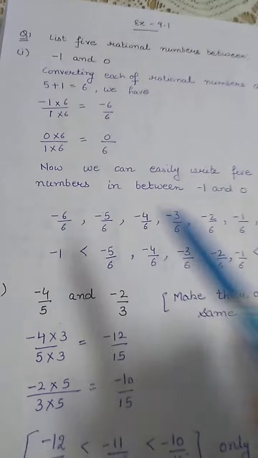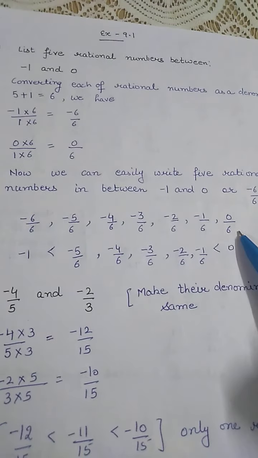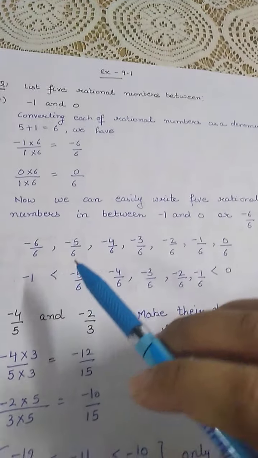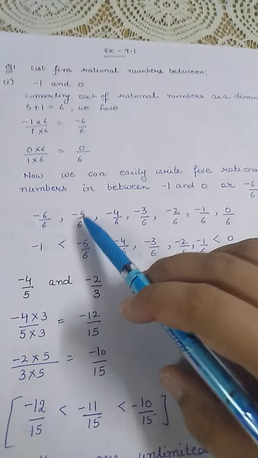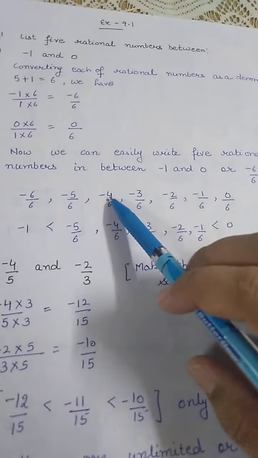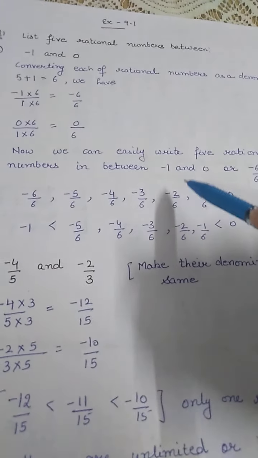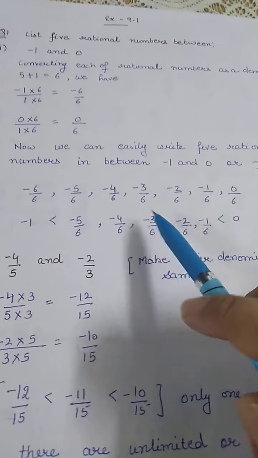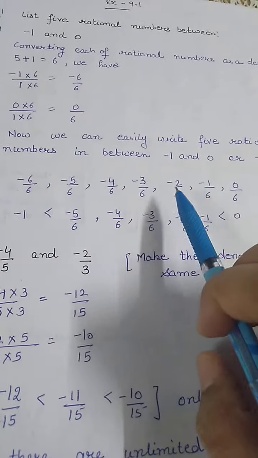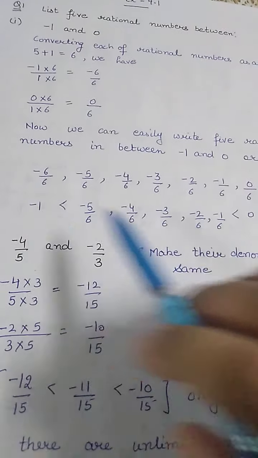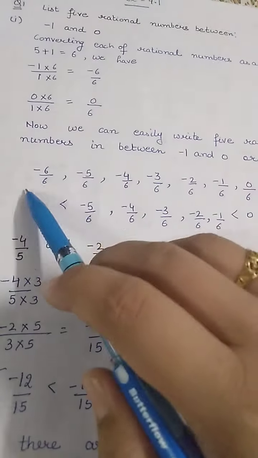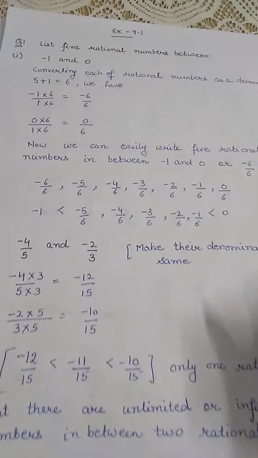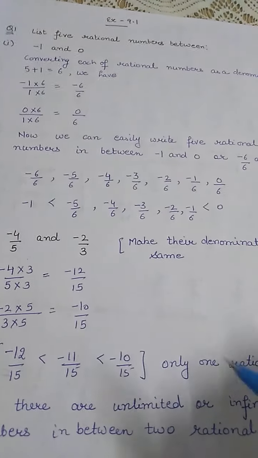So can I write it like this? -6 by 6 and 0 by 6. Now I can easily write 5 rational numbers in between. The number next to it is -5 by 6. Next to it is -4 by 6, -3 by 6, -2 by 6 and -1 by 6. Automatically you can see how many rational numbers we have got: 1, 2, 3, 4, 5, 6. Or you can write it this way also, because -6 by 6 is -1 and 0 by 6 is 0. So therefore you have got your 5 rational numbers.